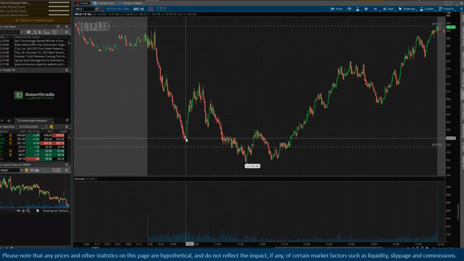So from 357, I ended up getting flat around 366-ish right here. We came back down, and then we pushed up to like 370.30, and then we ended up coming back down and taking out the lows. So I think I captured about 75, 80% of it.